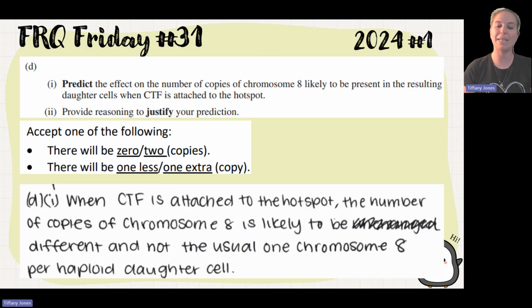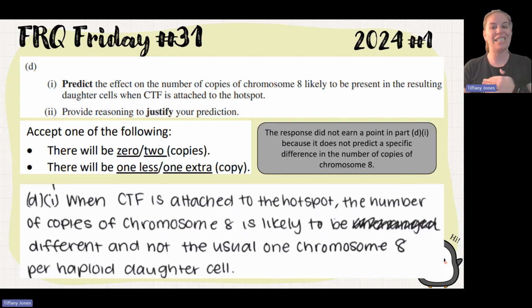And so the student actually says when the CTF is attached to the hotspot, the number of copies of chromosome 8 is likely to be different. They just said different and not the usual 1 chromosome 8 per haploid daughter cell. So they understood something, but they didn't clearly state that it would be 0 or 2, and they didn't talk about 1 less or 1 extra copy due to non-disjunction. And so the student did not earn a point because they did not predict a specific difference in the number of copies of chromosome 8. So they did not get this point.